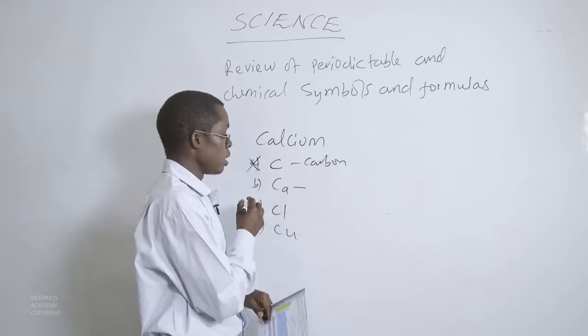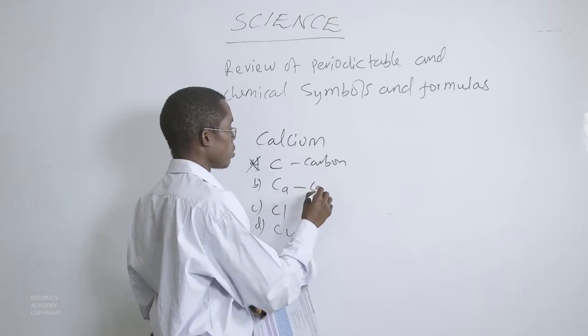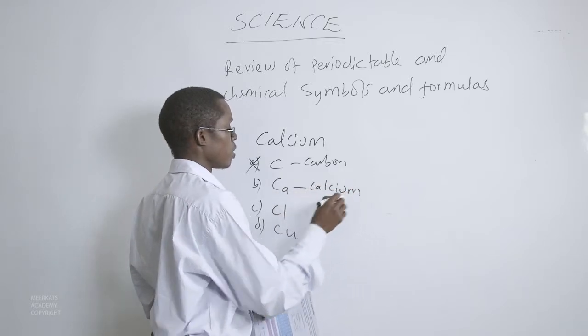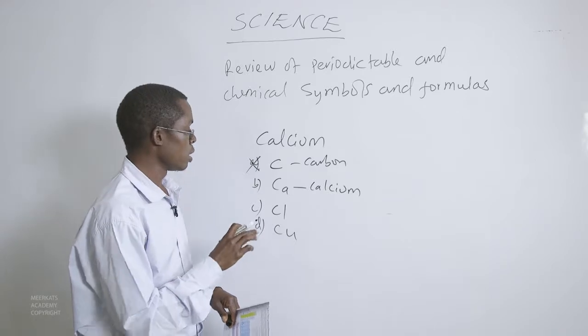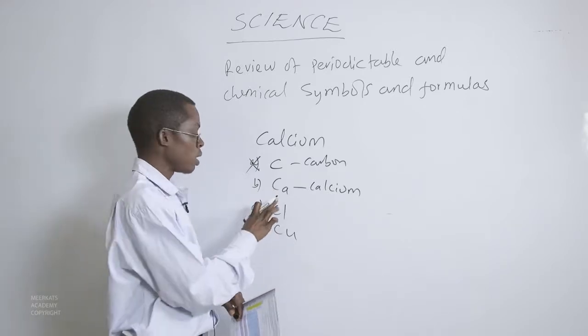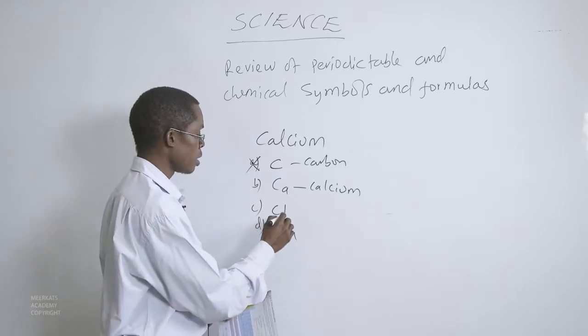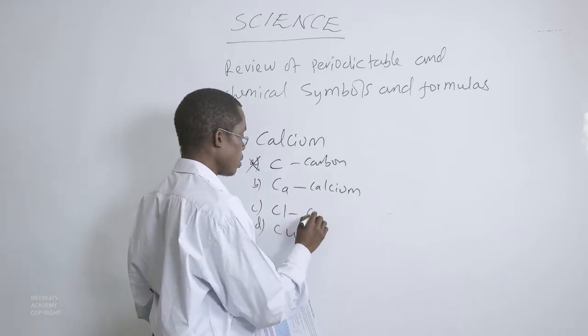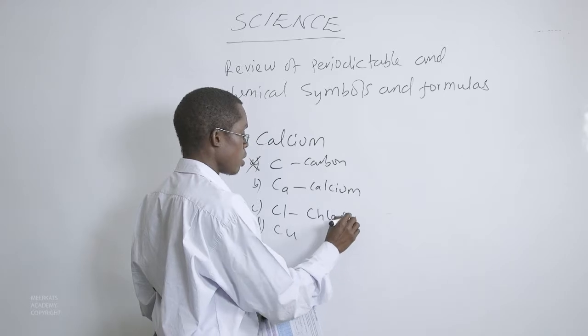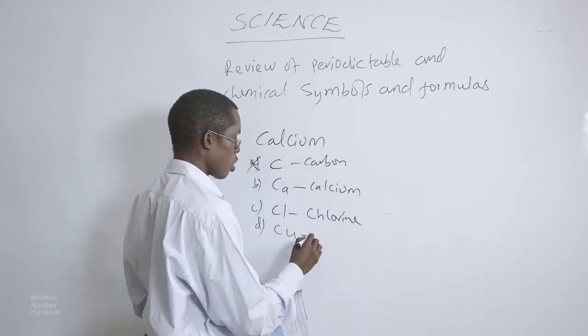Ca, this one is the chemical symbol for calcium, which must be written correctly, capital letter C, small letter a, and it should not be touching each other. To finish off for the others, this one is chlorine, and this one is copper.